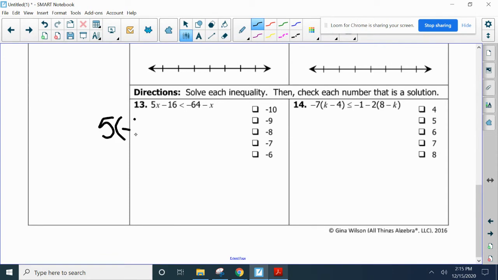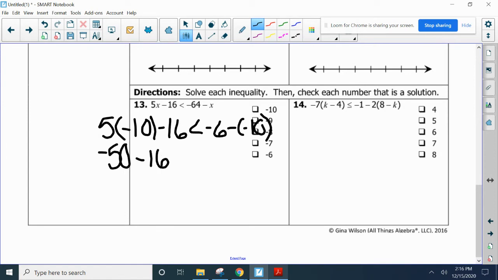So 5 times negative 10 minus 16 is less than negative 6 minus negative 10. All right, so 5 times negative 10 is negative 50, minus 16 is negative 66, is less than negative 6 minus a negative becomes plus a positive. So negative 6 and positive 10 is 4. So negative 64 is less than 4. So that's true. But do I really want to do that for every single number they have there?